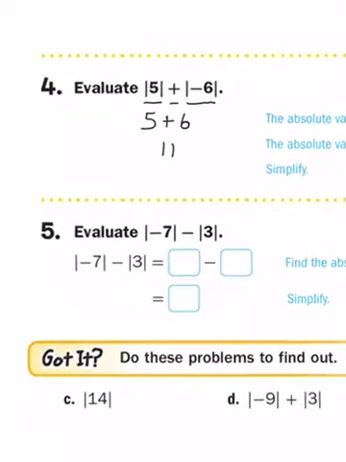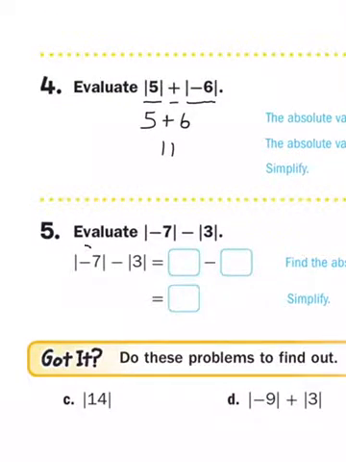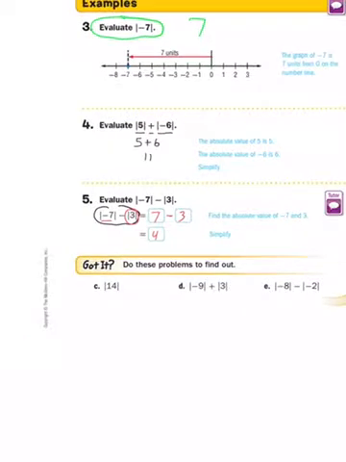Now in example 3, do it with me. It says evaluate. Watch how I read this. Evaluate the absolute value of -7 minus the absolute value of 3. So let's start by finding the absolute value of -7. The absolute value of -7 is 7. Notice we keep the minus sign. And the absolute value of +3 is 3. And 7 minus 3 is 4. That's it. Now, I want you to try C, D, and E.